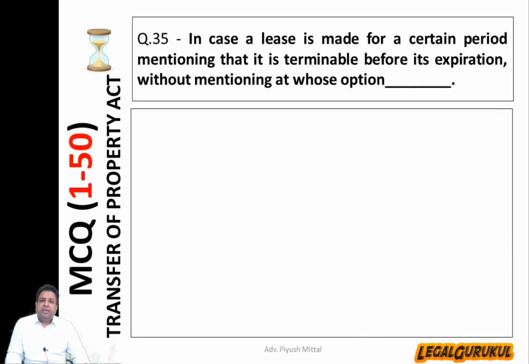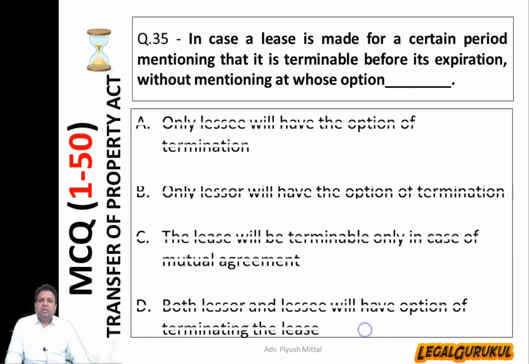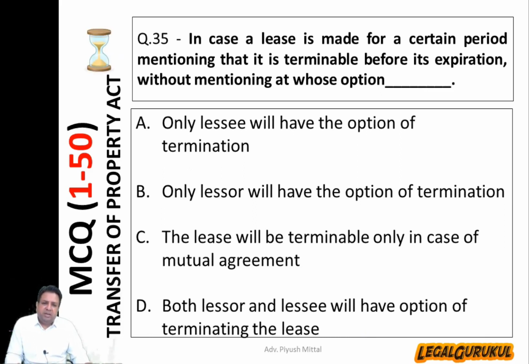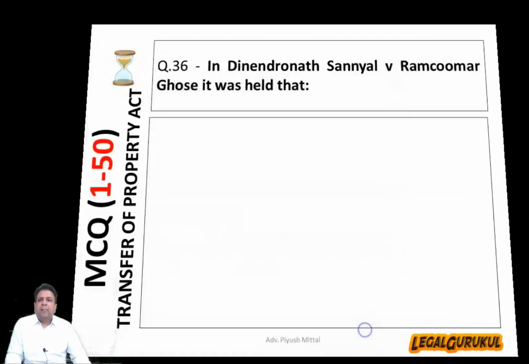Question number 35. In case a lease is made for a certain period, mentioning that it is terminable before its expiration without mentioning at whose option, A, only lessee will have option of termination. B, only lessor will have option of termination. C, the lease will be terminable only in case of mutual agreement. D, both lessor and lessee will have option of terminating the lease. The correct answer is A, only lessee will have option of termination.